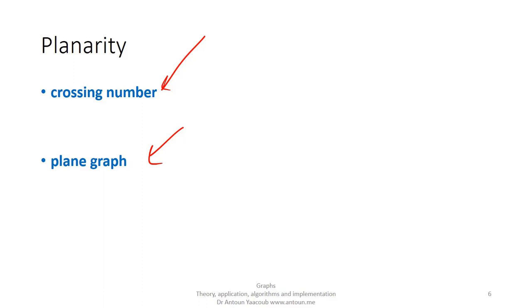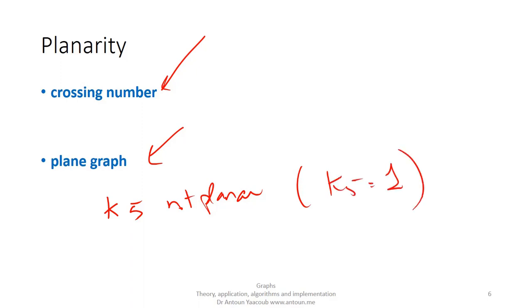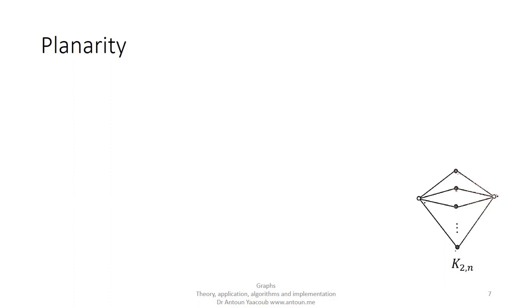For example, K5 is not planar. We will see it in a while. The crossing number of K5 is equal to 1, so I can draw K5 with just one crossing. It means just two edges cross, so K5 can be drawn with one pair of edges intersecting.